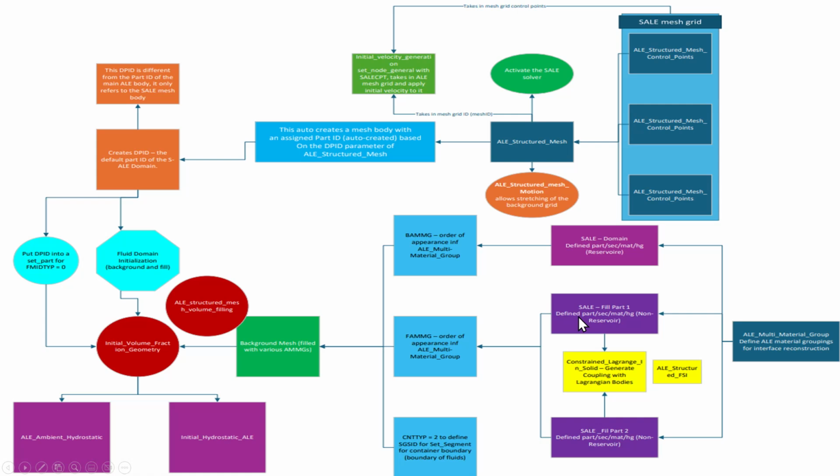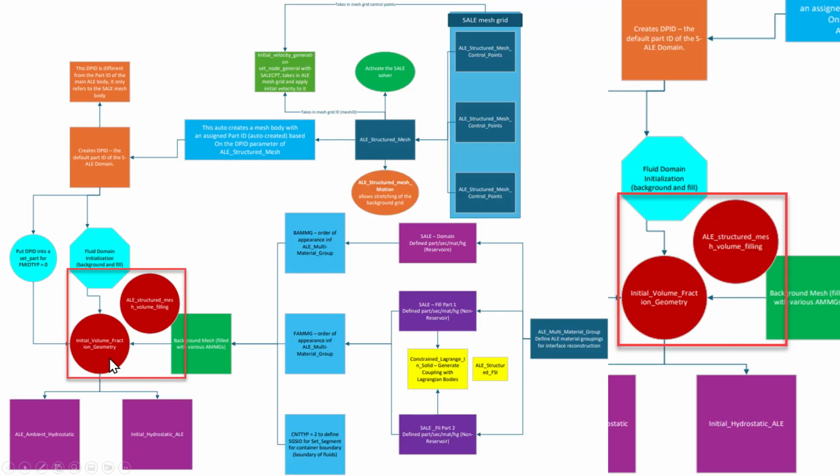What changed this time is that I'm adding a few components, right? One is that we can use ALE structured FSI to define the fluid structure interaction. Also, we're going to use an ALE structured mesh motion to define the stretching of the background grid. And lastly, we're going to use the initial velocity generation with a set node general to move the background grid. And that's really the major difference, right?